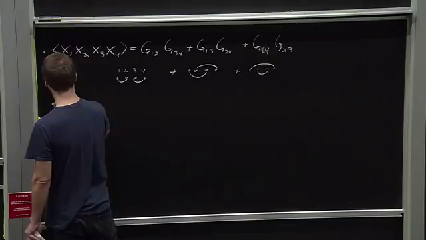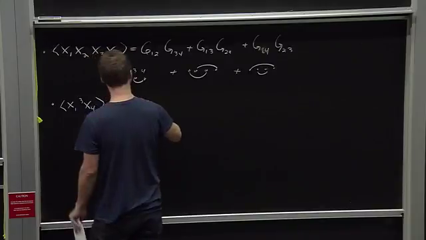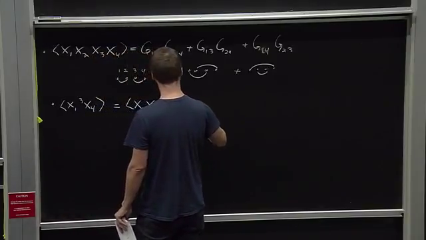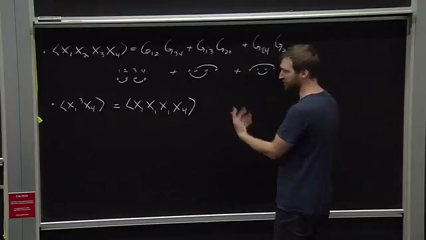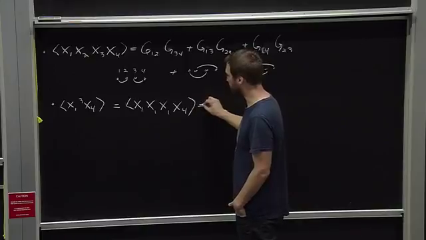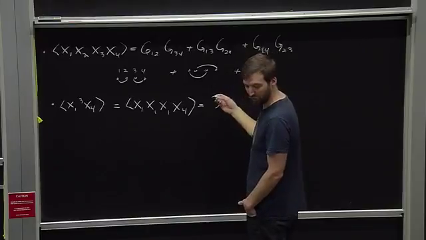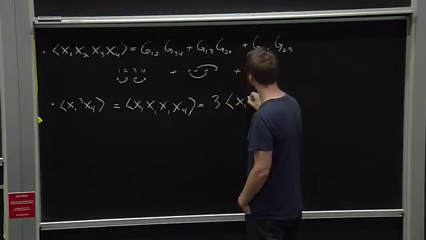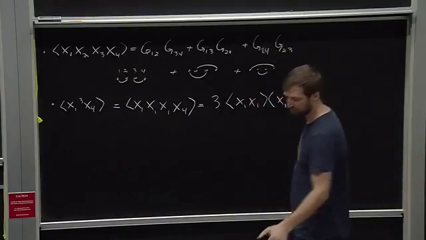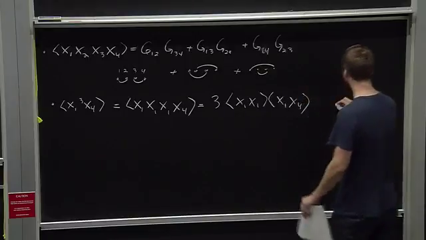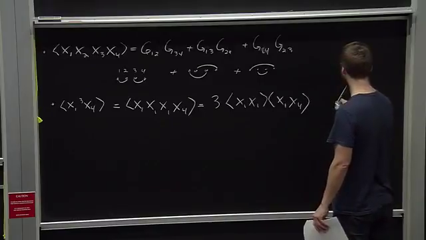If you have repeated fields, you do the same thing, except some of these pairings are equivalent. It's just like you have 3 times G, I would call it 1, 1. So it's like you have one index, 1, but you have 3 fields coming out of it.